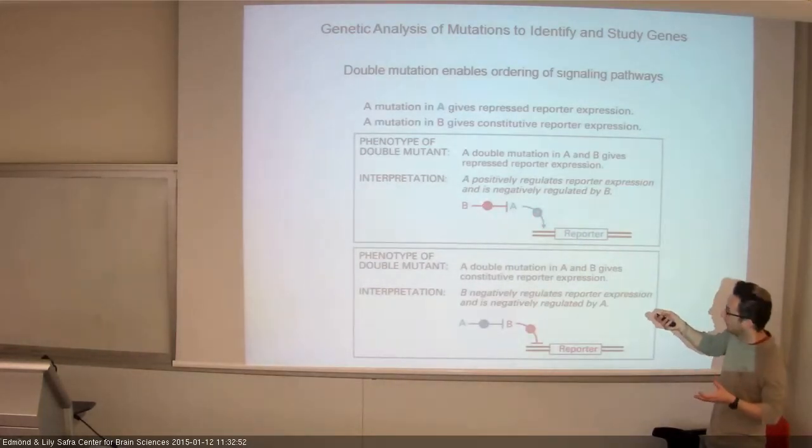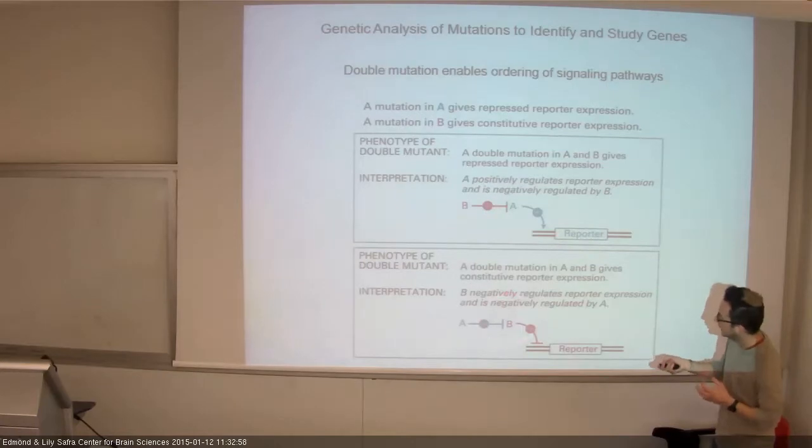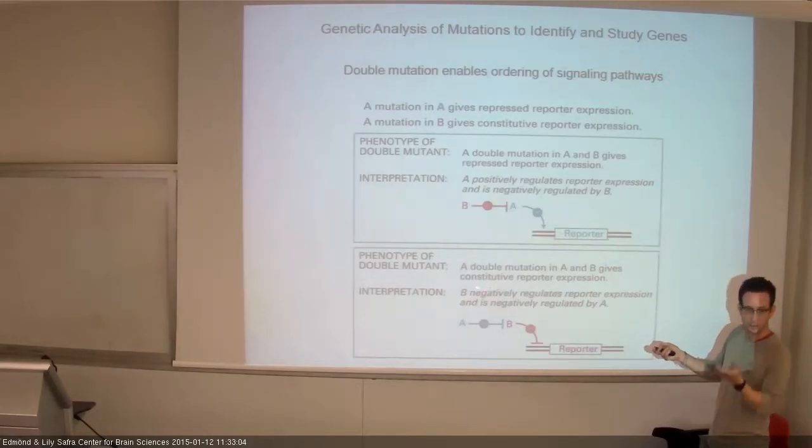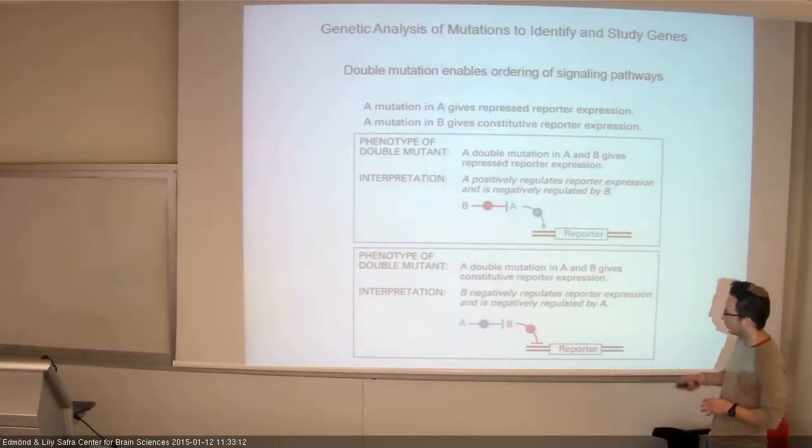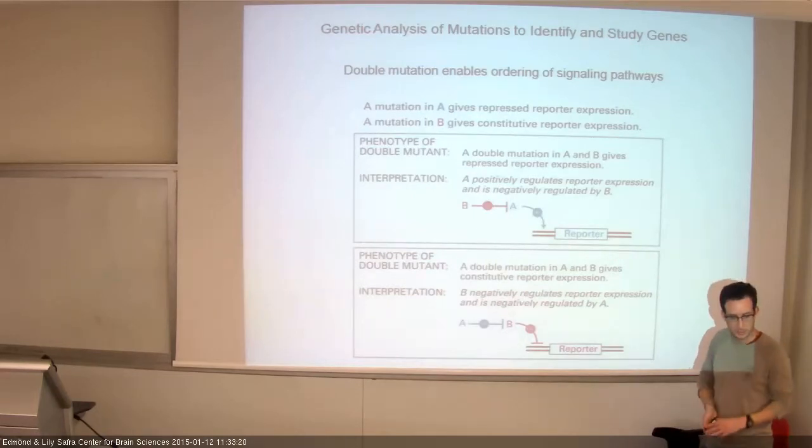Otherwise, if B were downstream of A, you would have to see the effect of B, which is actually the second possible result. If we get constitutive expression, meaning constitutively high regardless of any stimulus, then B is more directly connected to the downstream reporter. And then you can do one experiment after the other and gradually build the whole thing.